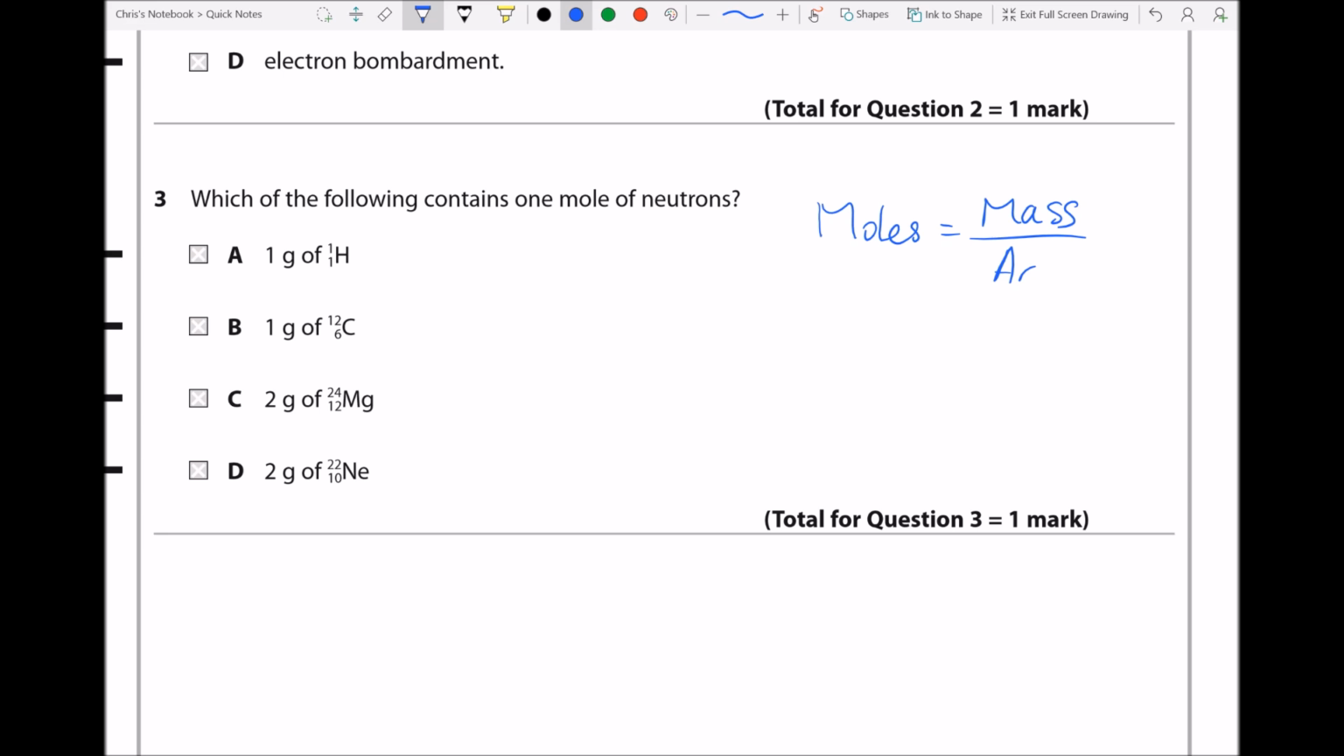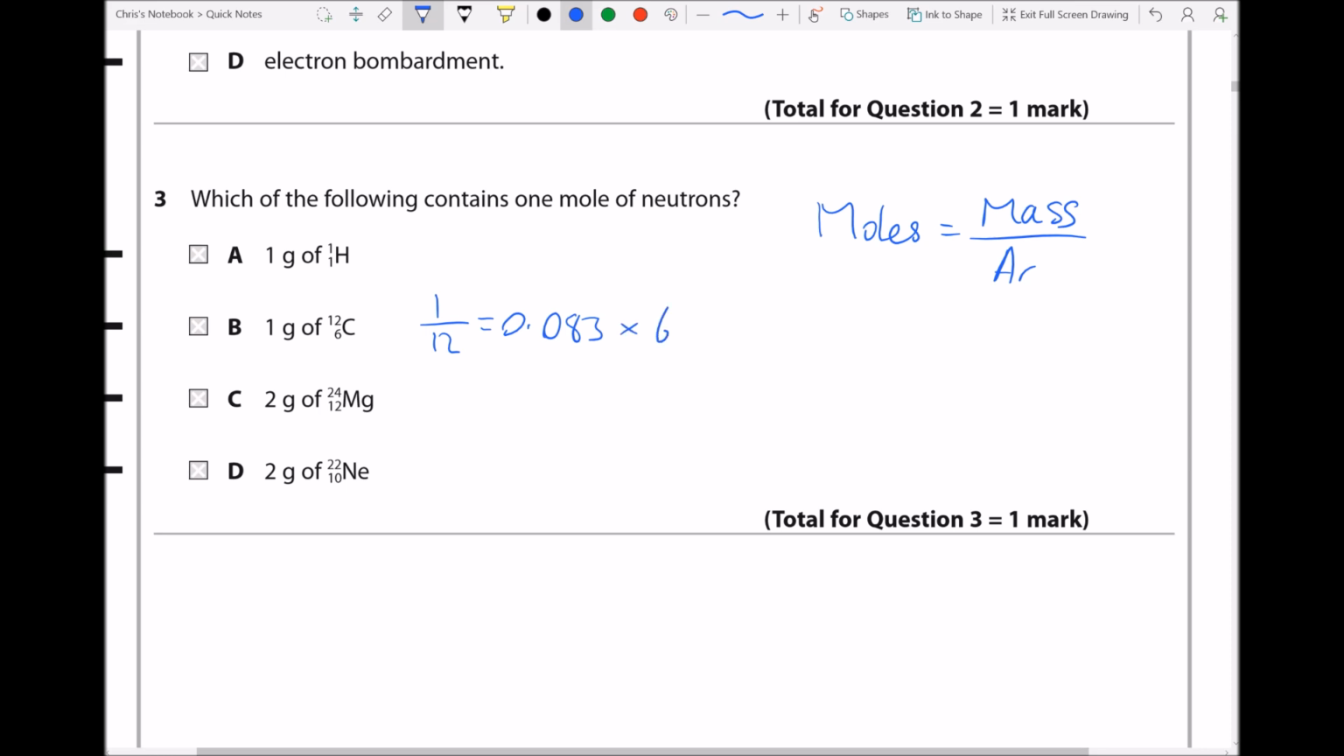So let's work out this one. This is going to be 1 over the atomic mass, which is 12. Now I've already worked these ones out because it just makes it a little bit quicker. So it's 0.083. That's the number of moles, but the number of neutrons in here is 12 minus 6. So remember, we're looking for the number of moles of neutrons.